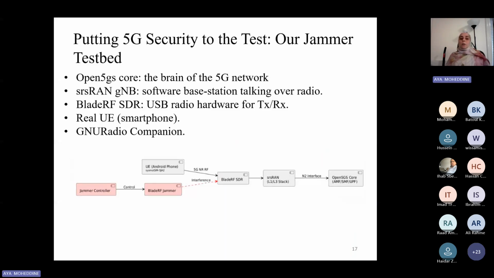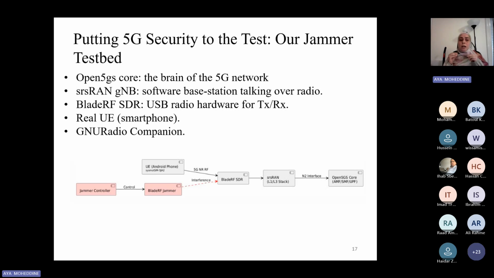So to implement everything regarding the 5G network and the jammer, we have an in-lab 5G environment based on different components. The Open 5G core network, which is the brain of the 5G network. It's an open source implementation of the 5G core network, which handles the high-level logic, the device registration, the resource allocation, and the data routing.